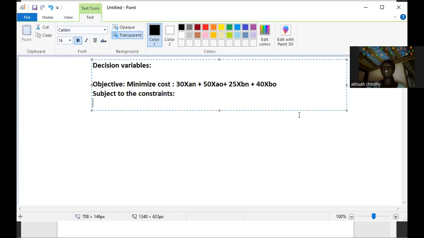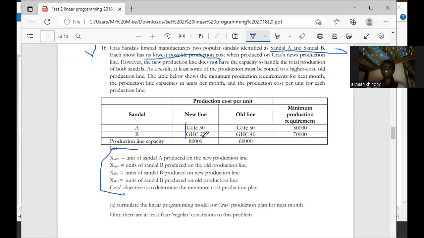So that's where you are going to read the question carefully. That's where the English works here. So let's read from this side. This is where the resources come. The constraint was talking about the resources. It said as a result, at least some of the production must be routed to a higher cost, that's the old production line. The table shows the minimum production requirement. So let's move to our table.